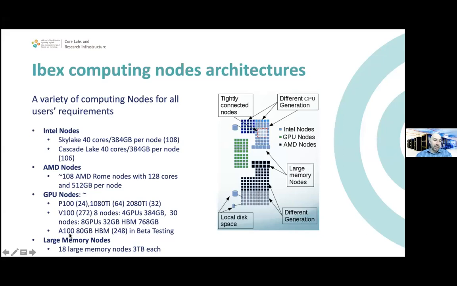this year with A100, which we started in beta testing now. You will see more in our slides. And that has 80 gigabytes of high bandwidth memory and up to 1 terabyte of main memory within a single server. So that's our computing nodes. We'll see that all the pieces later will interact with each other.